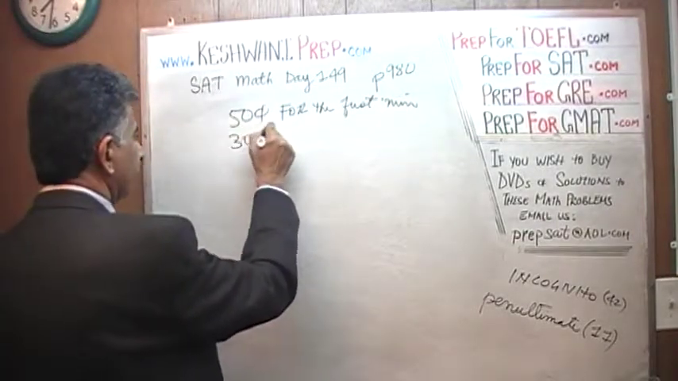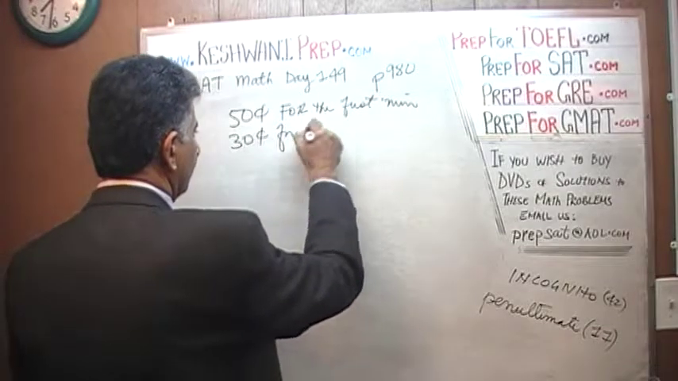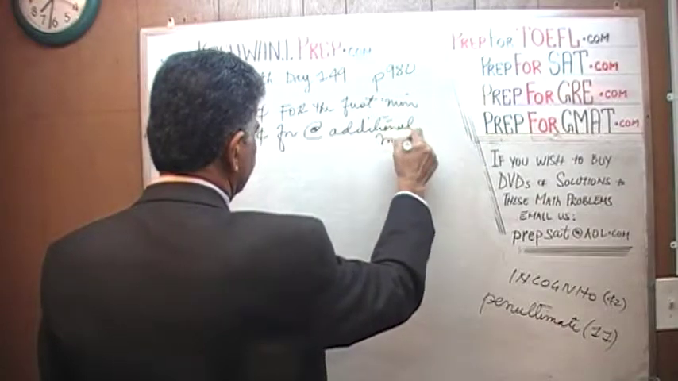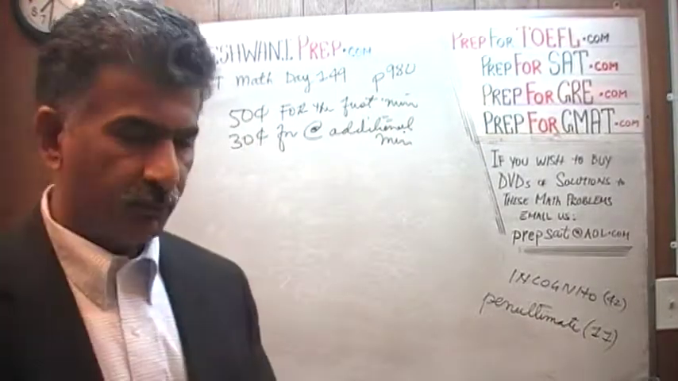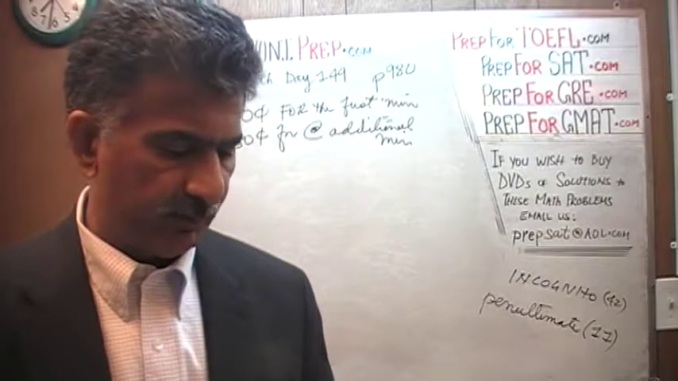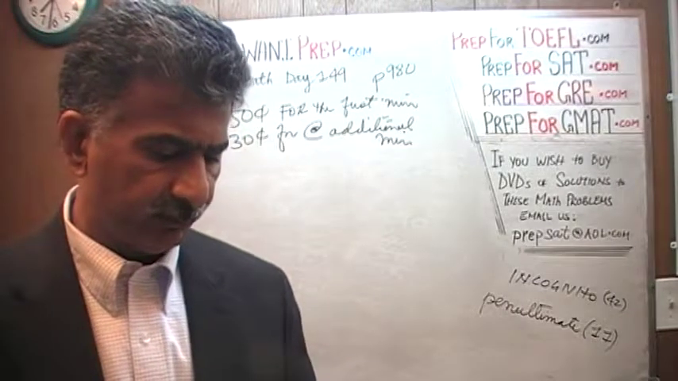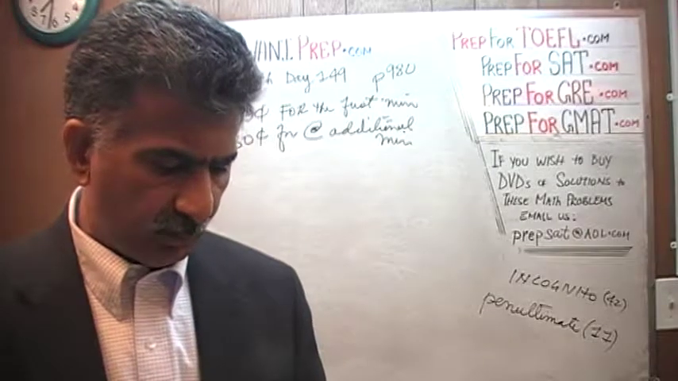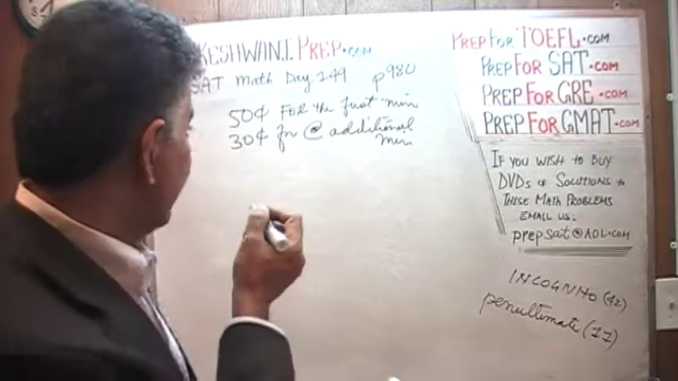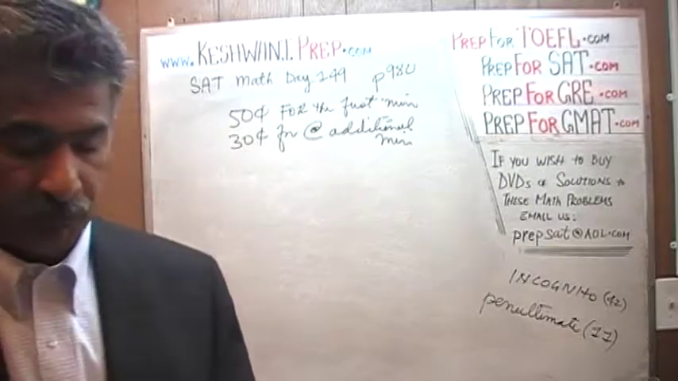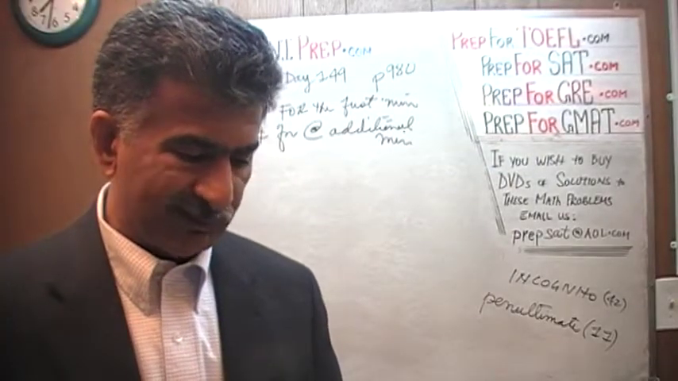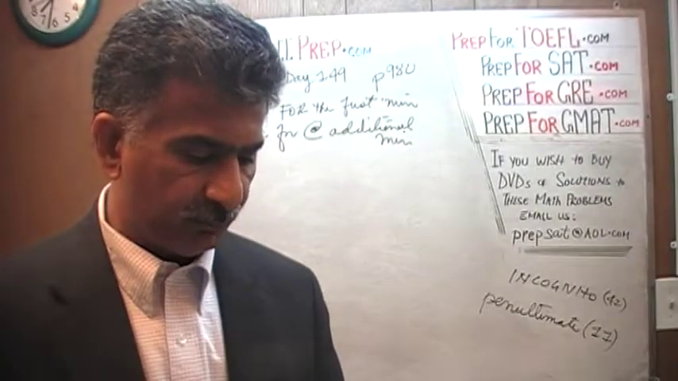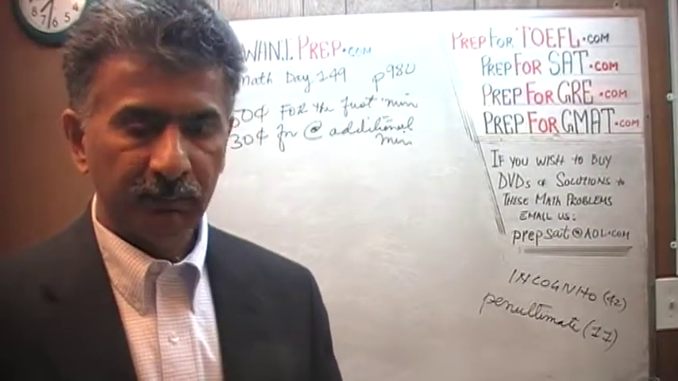Each additional minute is going to cost us 30 cents. For the very first minute we have to pay 50 cents. What is the question asking? Which of the following functions describes the cost in dollars? So they are describing this thing in cents, but they are asking in dollars, so pay attention. Which of the following functions describes the cost in dollars of a phone call between the two cities that lasts for n minutes?